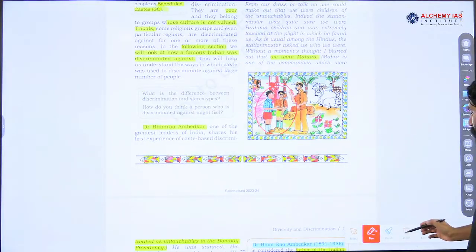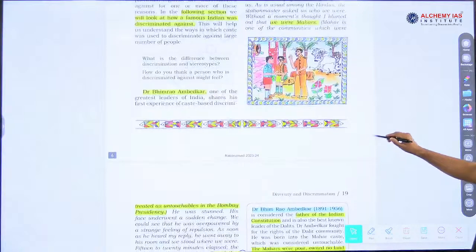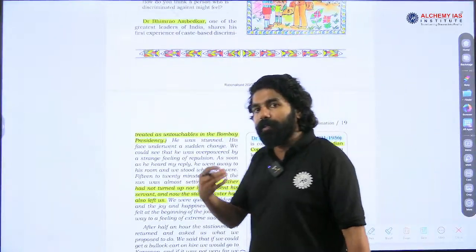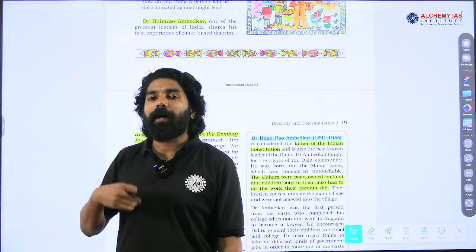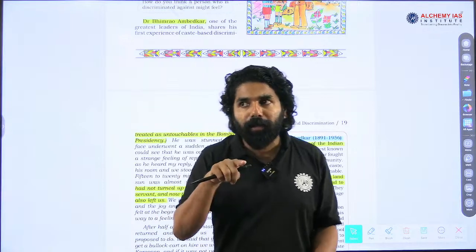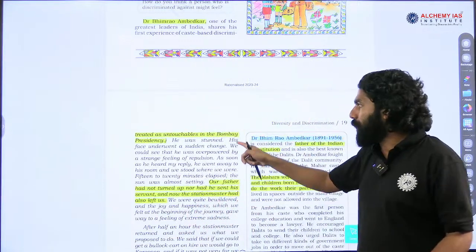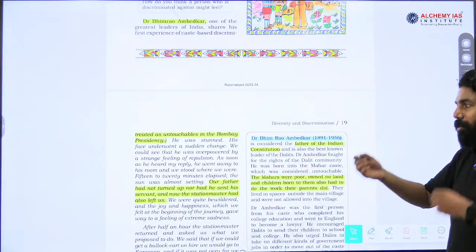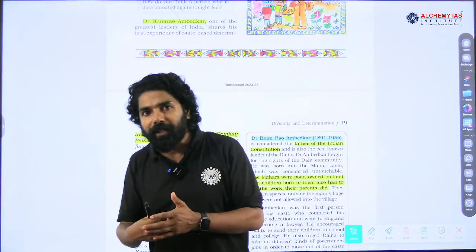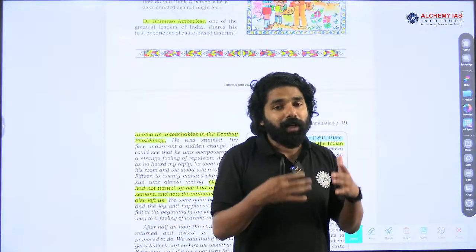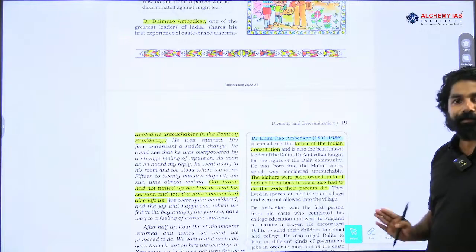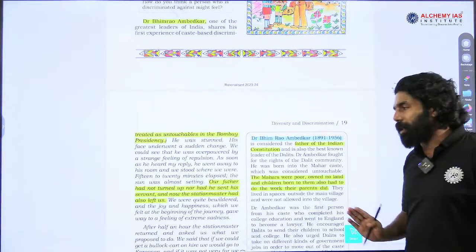But later in the dialogue, the station master asked which community they belonged to. Then they explained that this is our name, we belong to the Mahar community. Then the station master got to know that the Mahar community is considered an untouchable community in the Bombay Presidency. Immediately, he had prejudices and stereotypes towards the lower caste or untouchable. So immediately his behavior changed. He went away and didn't continue communication with the children.